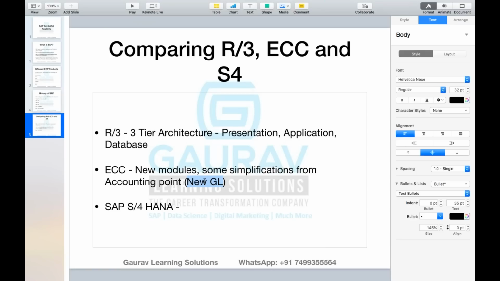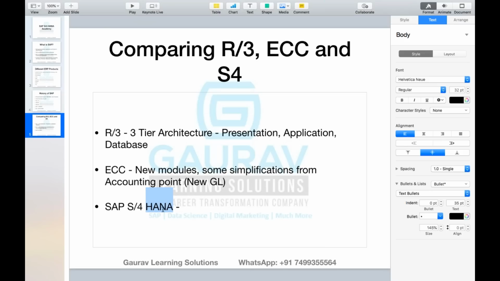But apart from this, there are a lot of simplifications in the logistics features also, MM and SD also, when compared to R3 with ECC. So with ECC, SAP introduced some new modules, some new simplifications into different logistics modules also. And finally, SAP came up with SAP S4 HANA in 2015. Now, one of the biggest benefits of using SAP S4 HANA is this HANA.